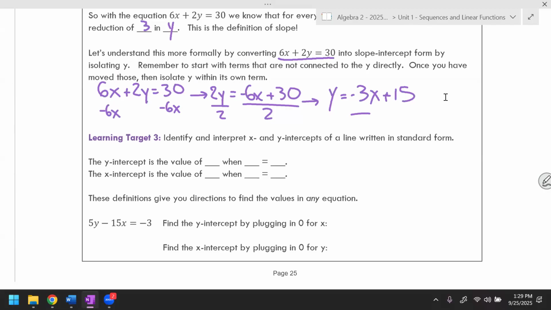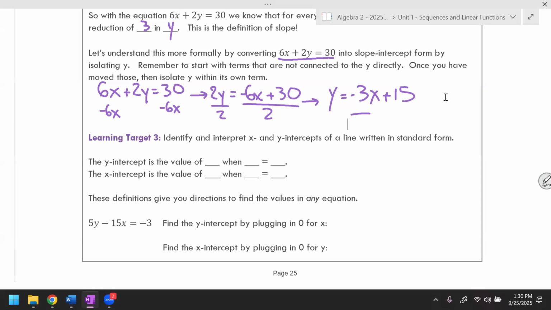It is. Y was the number of egg rolls. But what is a y-intercept in general when we talk about lines? It's when the line intercepts the y-axis, right? It's the value when the line intercepts the y-axis.